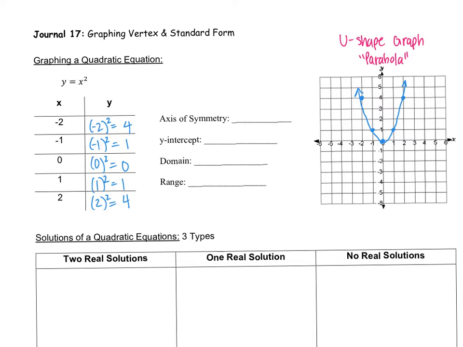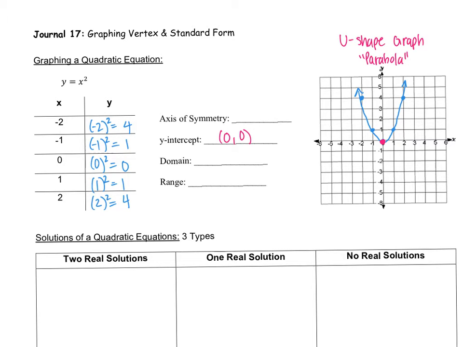So when I look at this parabola or this graph here, I can see the y-intercept. If we look at the y-axis, it hits it at 0 for y. So I can see right here that the coordinate is 0, 0 for the y-intercept.